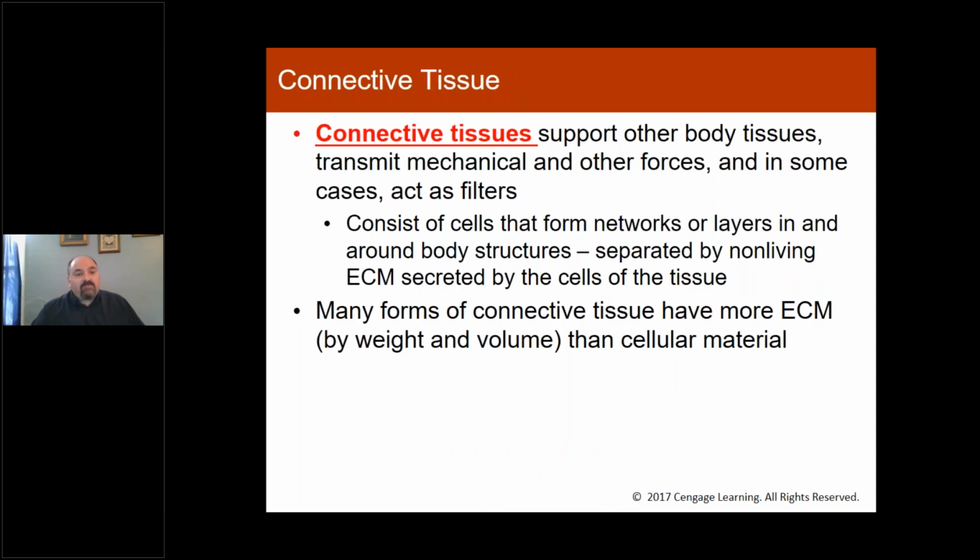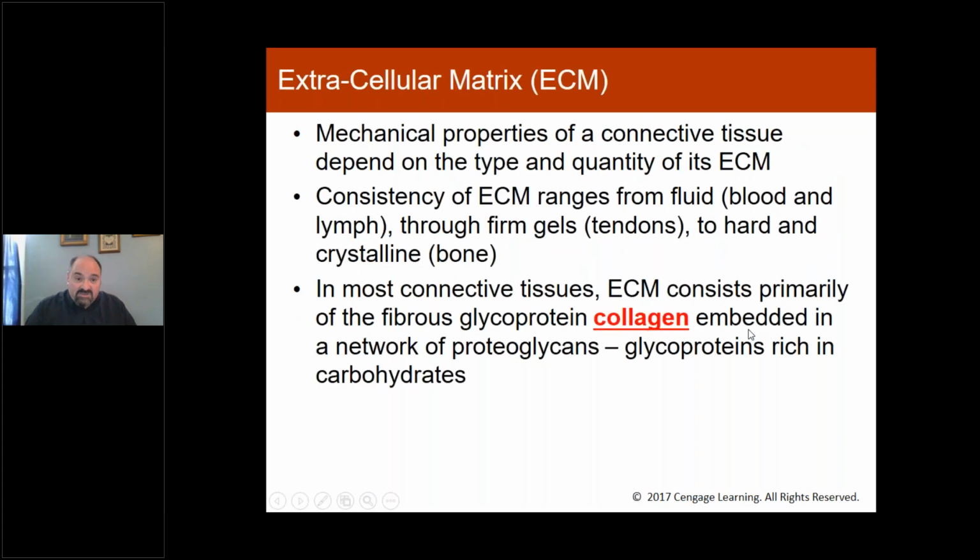All right, so in the case of connective tissue, there are absolutely cells present, and some have more cells present in less extracellular matrix than others, right? But this ECM, this extracellular matrix, is very important in identifying connective tissue.